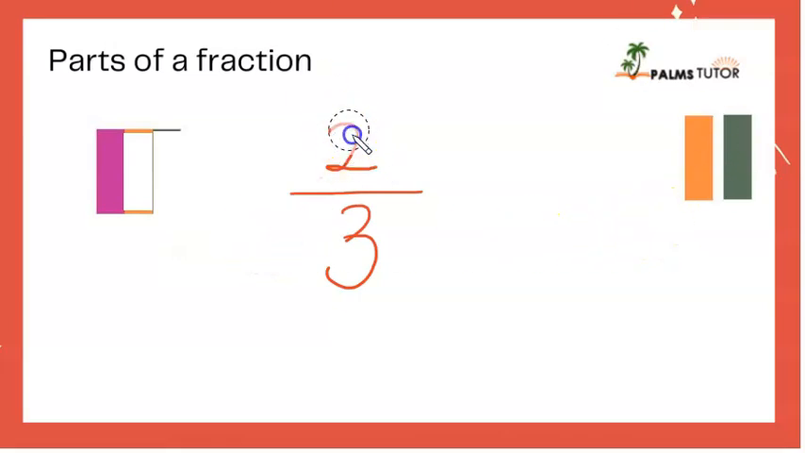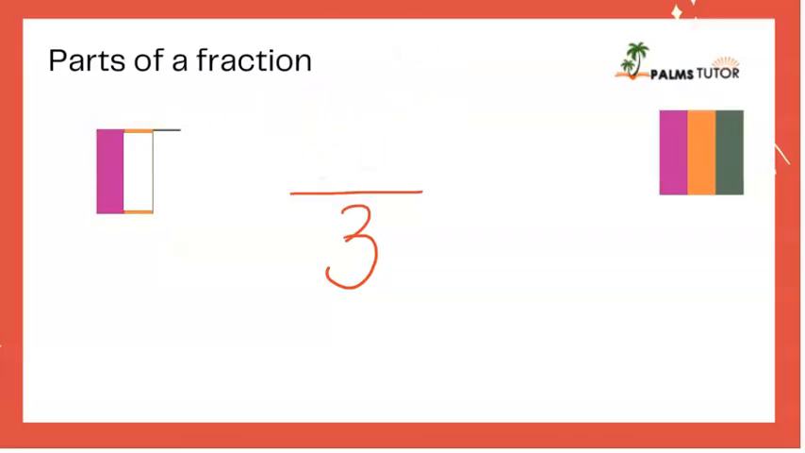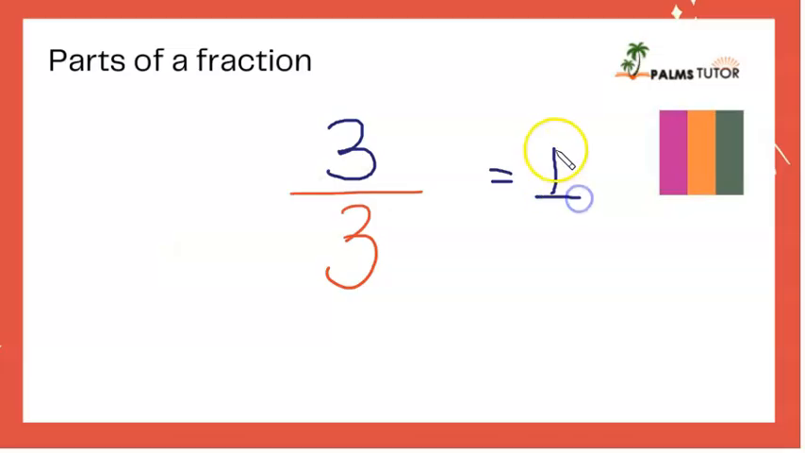Okay, let's see again. Now I have all of the 3. So now that I have all of it, 3 out of 3, if you simplify this, means that I have all. I have all of it, which is 1. Whole number. 3 divided by 3 is 1.